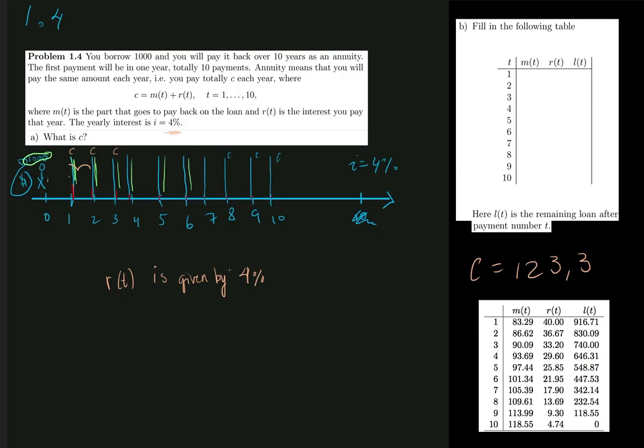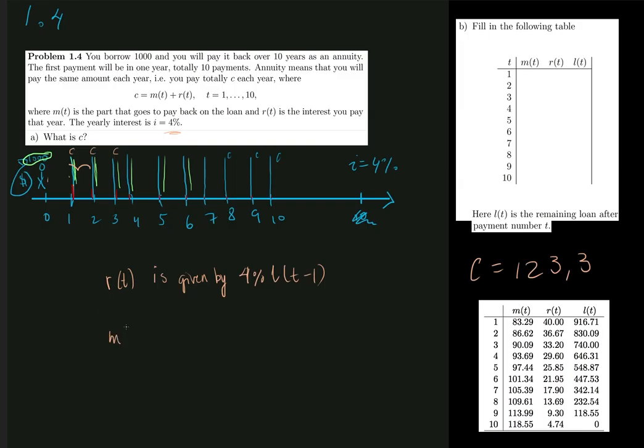So that means that R of t is given by 4% of the loan that's remaining after, well, if it's R5, then it's of the loan that's remaining after time 4. So R of t is given by 4% multiplied by L of t minus 1. Think a little bit about that and it'll make sense. If you think about the way you pay off loans for a house or a car, then that's also the way it works with the interest there. Okay, so now we've established how to find R of t.